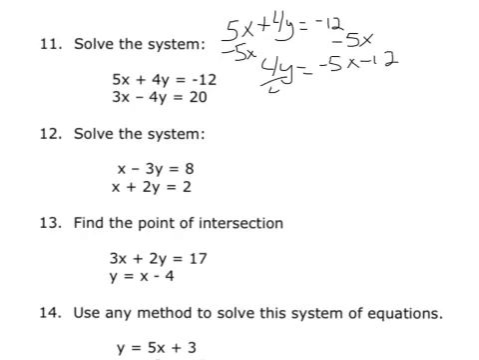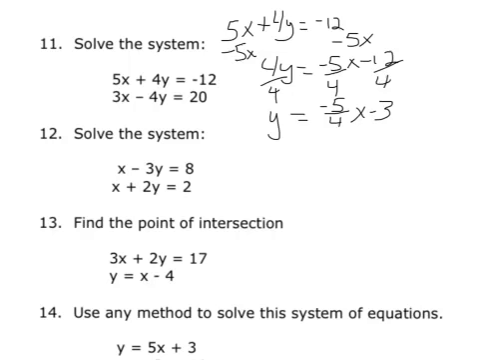And divide everything by 4. And I'm left with y equals negative 5/4 x minus 3. So there's one equation in slope-intercept form. I would also do the same thing for the second equation.